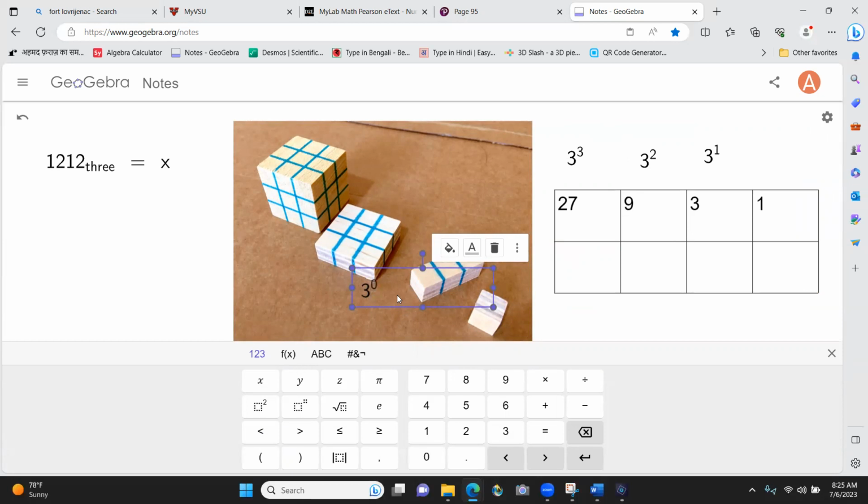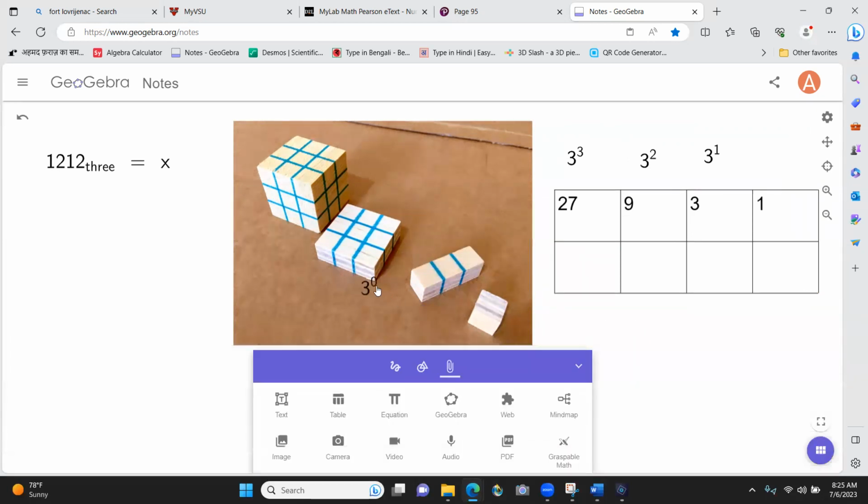So do you see any patterns? Of course, hope you do. 3 to the 0, 3 to the 1, 3 to the 2, 3 to the 3. That's how the base 3 blocks are made. The first one is always 1. Doesn't matter what the base is. The second one is 3 copies of that. The next one is 3 copies of the previous one. The next one is 3 copies of the previous one.